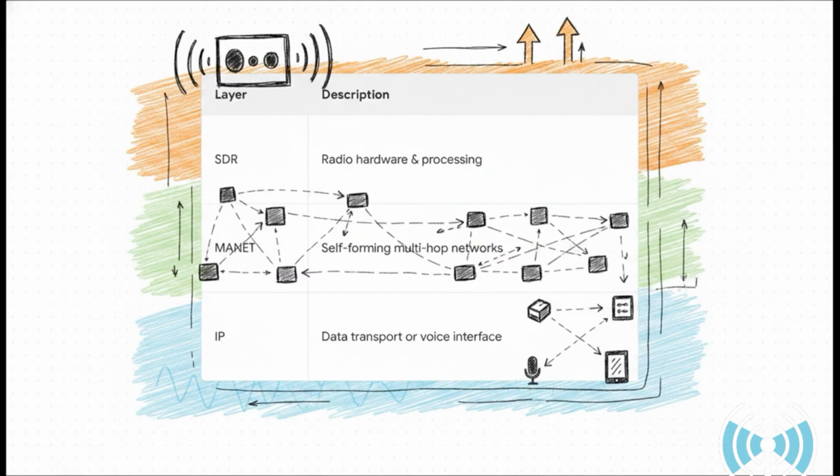Okay, Section 5, the layered reality. This right here was the ultimate aha moment for me when looking into this. These three things, they're not competitors. It's a layered reality. SDR is the hardware processing. MANET is the networking. IP is the transport. A single modern tactical device can actually do all three at exactly the same time, stacking together for ultimate capability.